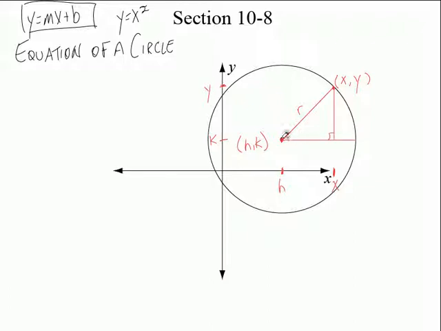Now the reason I put that in there is because I want to find the length of this little segment of that triangle right there, from here to here. This is x, right? And this is h. So how do I find the distance between those 2 points right there?